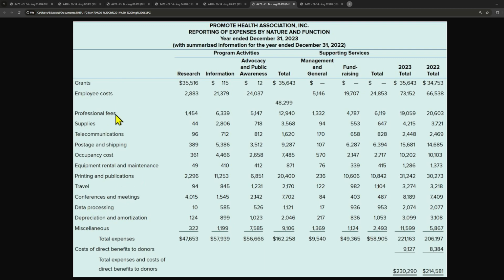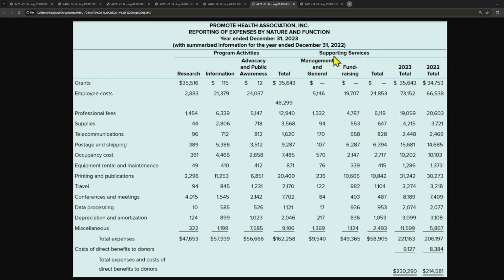There are supplies, fees, telecommunications, equipment rental, all these sort of things are what we would consider. And this is what they mean by nature. The ones on the left are the nature. We can also call those categories or classifications. But the function, there's a program function and a support function.